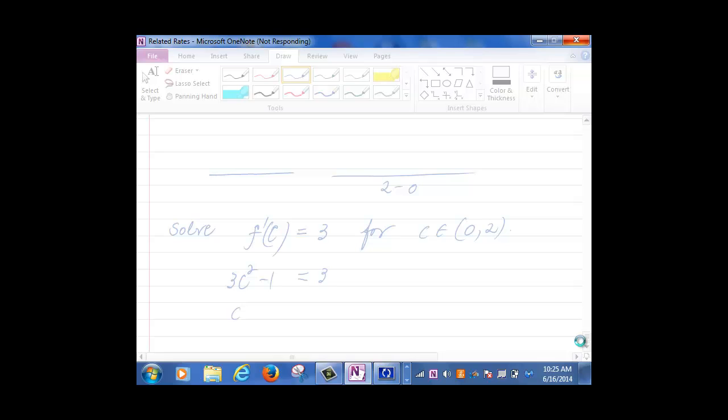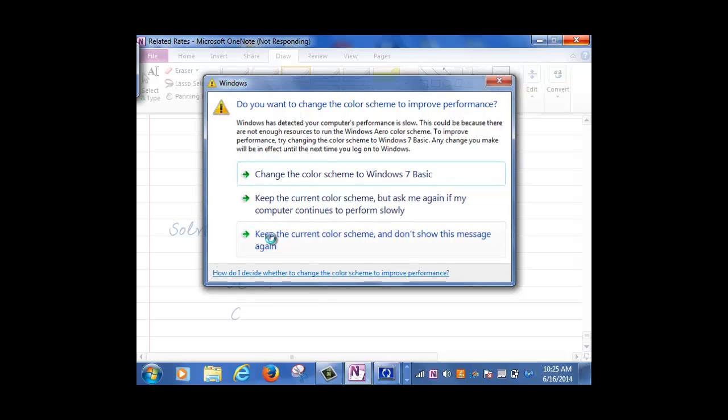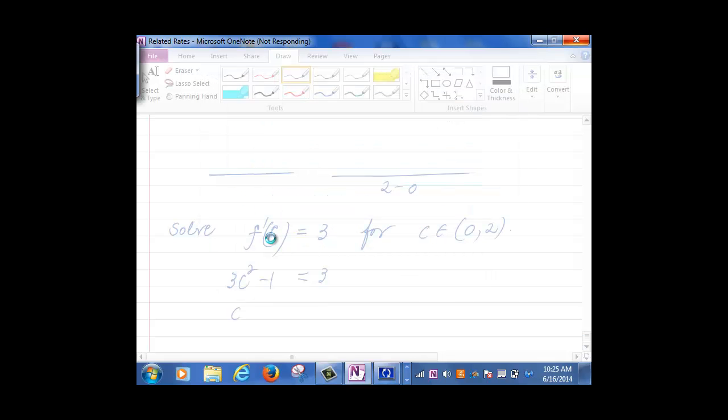Well, let me finish it off on the board. So what you have then is 3c squared minus 1 is equal to 3. So 3c squared would be 4, so c squared would be 4 over 3, and then what is c? c would be plus or minus 2 divided by root of 3, right? Because root of 4 is 2, and then you have root of 3. Is everybody okay with that?